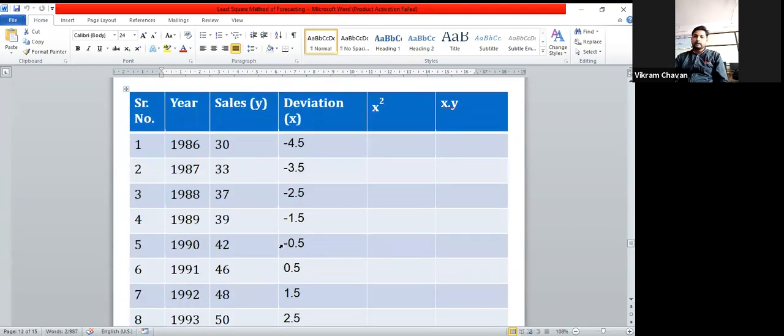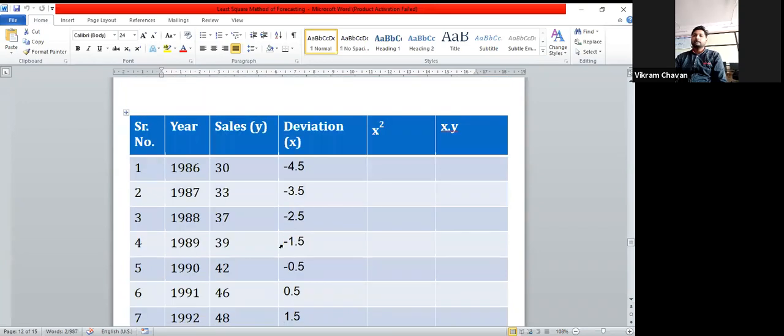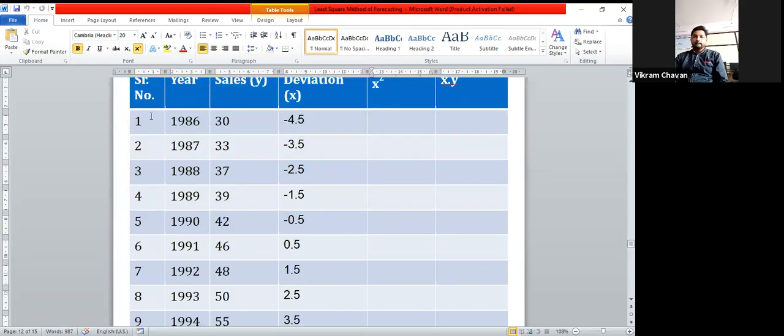As we have discussed the procedure for the calculation purpose, we have to formulate the table having the serial number, years, sales or demand, deviation square, that is x square, and deviation multiplied by demand or sales, that is x multiplied by y. Now provide the serial number, years and sales data as given in the problem statement in that particular table.